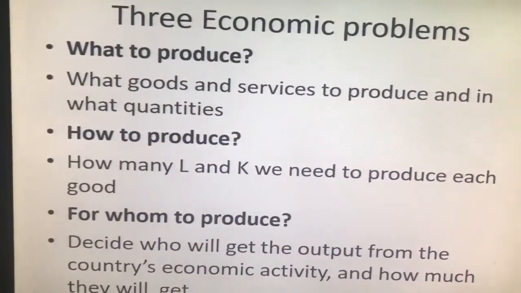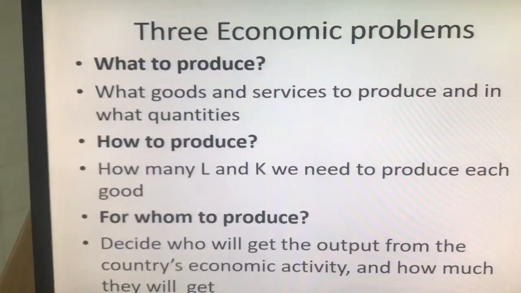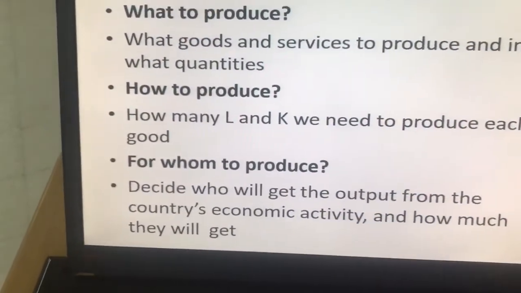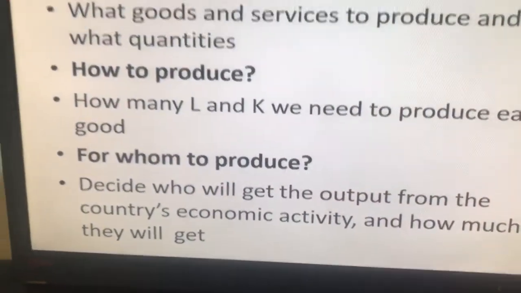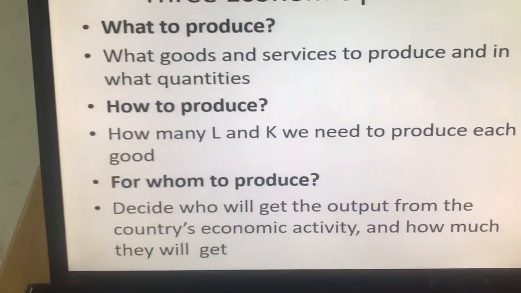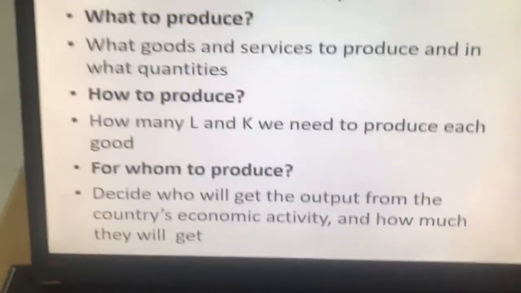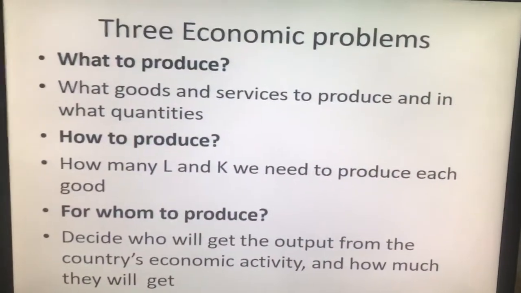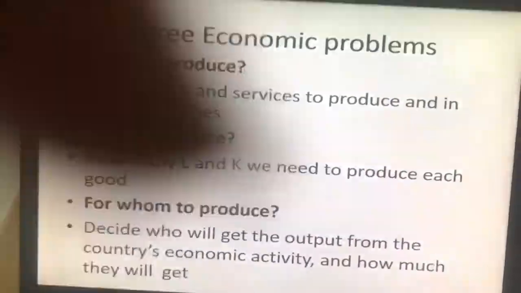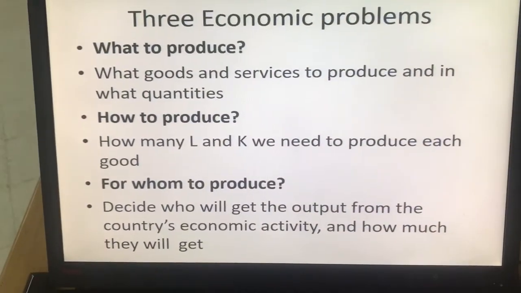The second question is how to produce, which means how much labor and capital we need to produce each good. And finally, the third question is for whom to produce. This is related to distribution of the production. So decide who will get the output from the country's economic activity and how much they will get. So what to produce is related to production, how to produce is related to technology, and the third one, for whom to produce, is related to distribution.